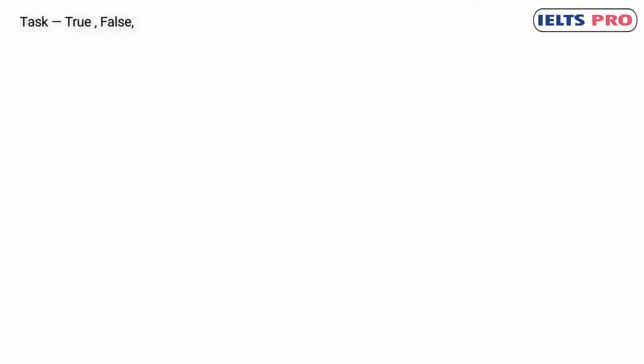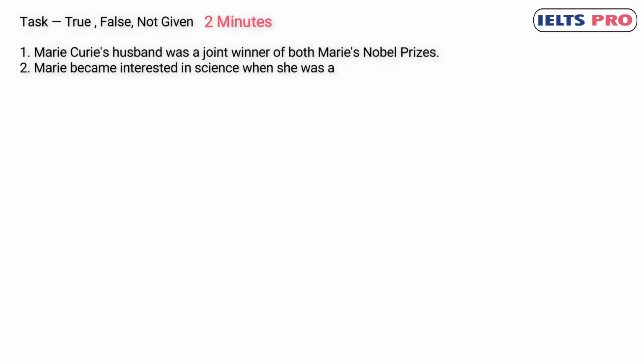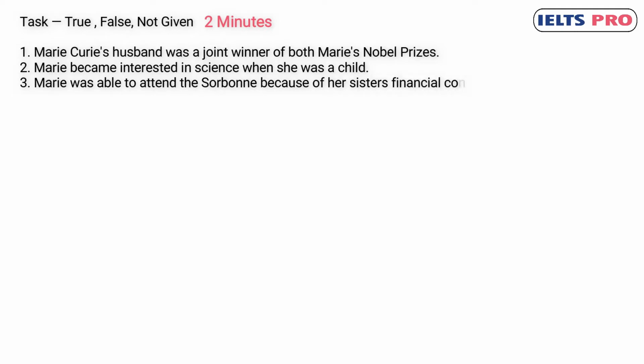Task: true, false, not given. 1. Marie Curie's husband was a joint winner of both Marie's Nobel Prizes. 2. Marie became interested in science when she was a child. 3. Marie was able to attend the Sorbonne because of her sister's financial contribution. Answer: 1 false, 2 not given, 3 true.